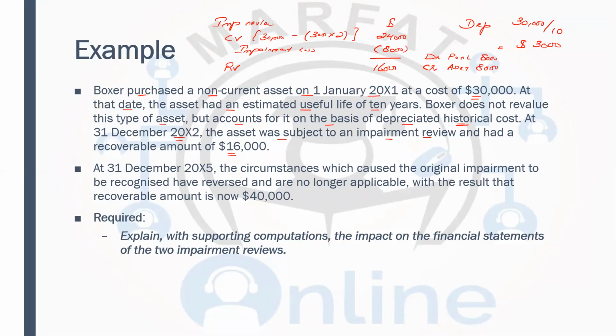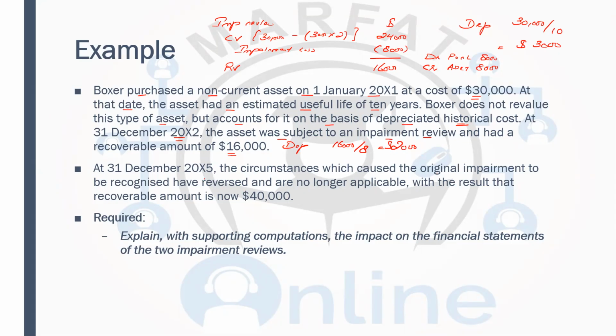Now the recoverable amount is 16,000 and the remaining useful life is 8 years. So now we will be depreciating it. The new depreciation per year will be 16,000, which is the recoverable amount, divided by 8 years, which are the remaining years, and you will get the per year depreciation of $2,000, right?